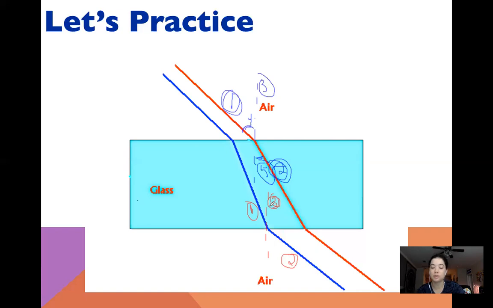Angle of incidence is between the normal and the incident ray, right here, 4. My angle of refraction is between my normal and my refracted ray, right here, 5. So every time a light wave passes from one medium to another, you get refraction. And that means if I have one single light ray going in between a bunch of different mediums, we have a bunch of different incidences of refraction.